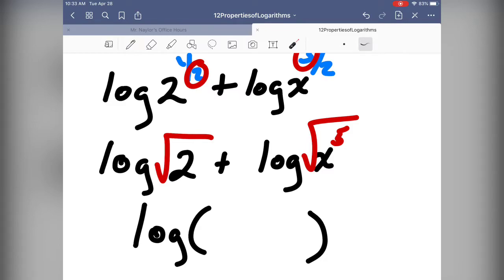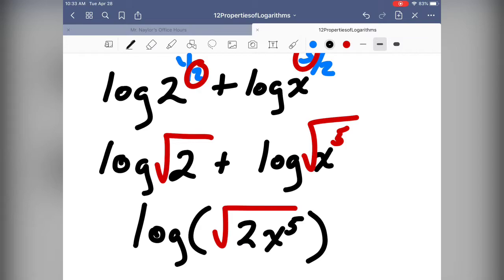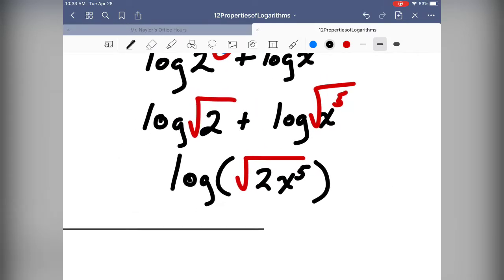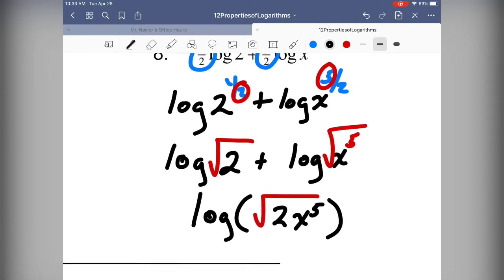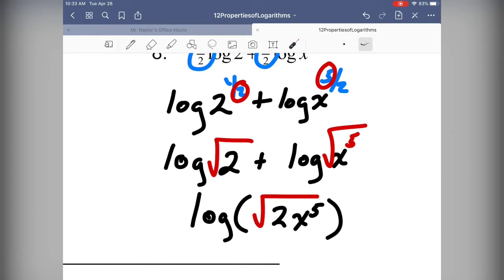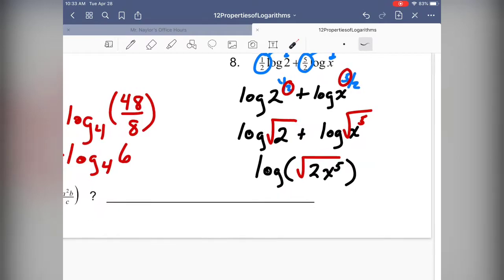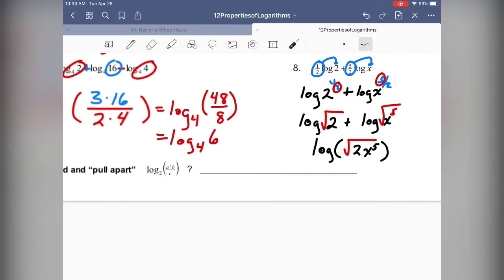Now, how do you multiply square roots? Well, the answer is simple. You are allowed to get underneath there, and you're allowed to multiply the 2 and the x to the 5th. So I end up with the log of the square root of 2x to the 5th. Now, that was a little tricky. But again, I say to you, if you have a fraction and the fraction has a denominator, that denominator is able to become a root. And in this case, we were able to create square roots that we could combine together into one final answer.